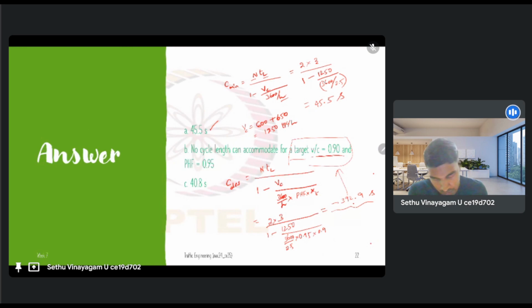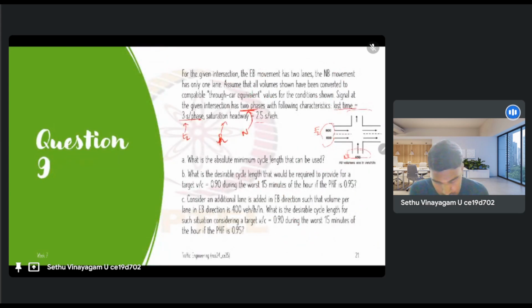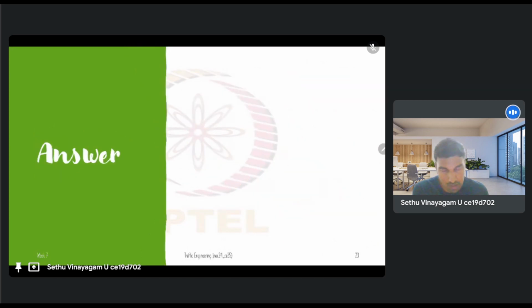That's what it means. Then the third part is we have to do the same thing, but now for a different condition where we have an additional lane, which means instead of two lanes that was there initially, we are going to have three lanes. Because we have more lanes, the flow rate per lane is going to reduce, right? So from 600 it now becomes 400. So now can we have some cycle length which will give a target V by C ratio of 0.9? That's the question. So we have to just repeat this analysis for this new condition where we have three lanes.